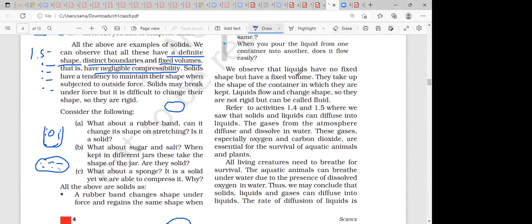Okay, liquid state. Now we observe that liquids have no fixed shape, but they have fixed volume. They take up the shape of the container in which they are kept. Liquids flow and change shape. So they are not rigid, but can be called fluids. Clear? Fluid basically means they keep on flowing.